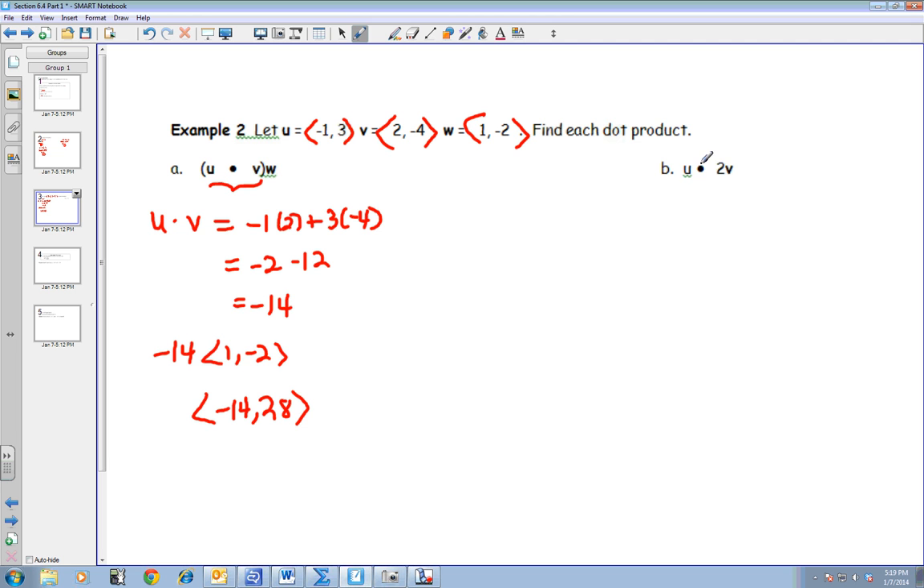On B, u times 2v, there's a couple of ways you can do this problem. I'm going to find 2v first. So for 2v, I'm going to take my vector v and multiply it by 2. So that's going to give me 4, negative 8. And now I'm going to take u, which is negative 1, 3, and I want to find the dot product of that and 4, negative 8. So that's going to give me negative 4. I'm going to write it out for you.